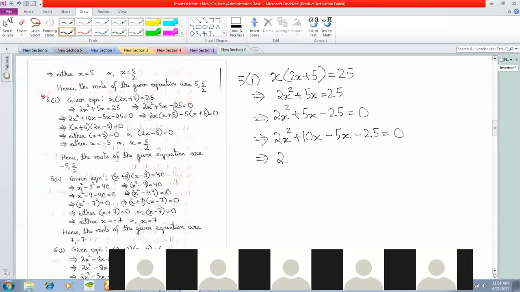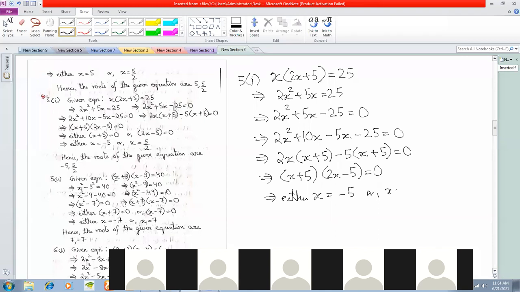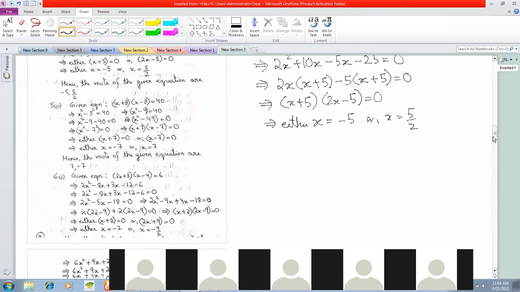From the first two terms, you can take 2x out. You get x plus 5. And from the last two, you can take 5 out. You get x plus 5. So (x plus 5) into (2x minus 5) equal to 0. That means you get either x is equal to minus 5 or x is equal to 5 by 2. Therefore, what are the roots? The roots are minus 5 and 5 by 2.